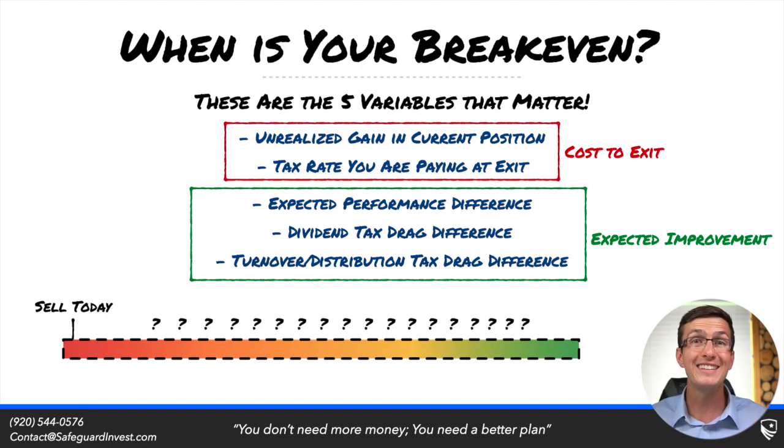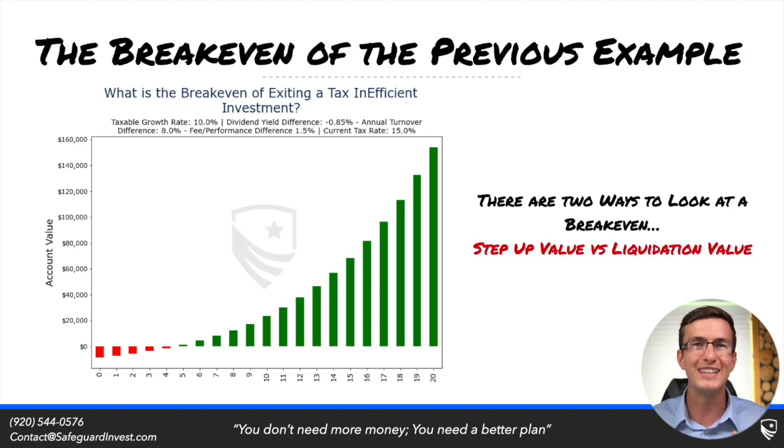If the cost to exit is fairly low and the expected improvement is fairly high, well, guess what? Your break even is going to be pretty close to when you exit those given funds. On the flip side, if the cost to exit is very high and the expected improvement is just slight, it's going to take you a lot longer to break even on that initial tax cost. Now, we're going to go through a bunch of examples to help you understand how to weigh these differences. But let's first close the loop on that first example that we showed.